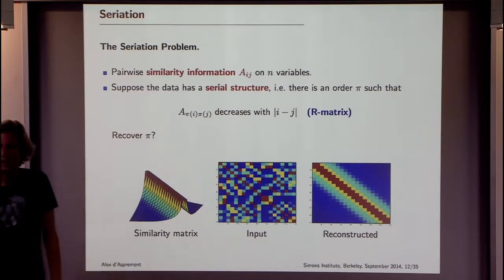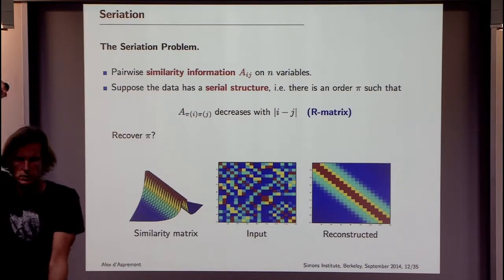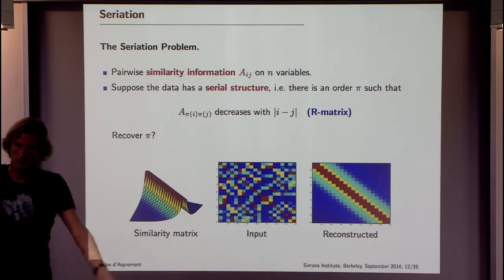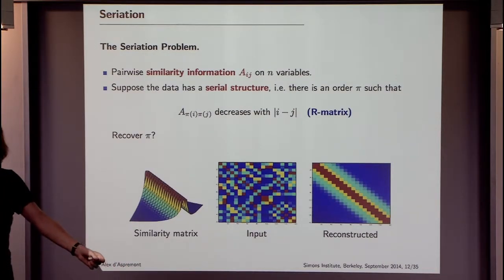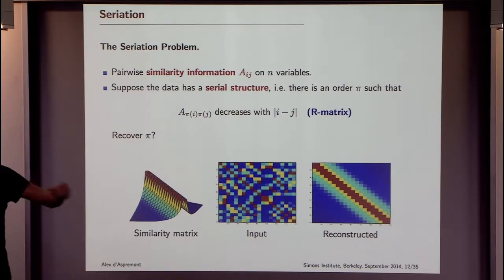And that's natural. You have a chain, so your variables are organized around a chain. You move away from one variable along that chain, and if things are properly unfolded, then clearly the similarity should decrease. So that's the R matrix assumption, and that defines this serial structure I was mentioning.